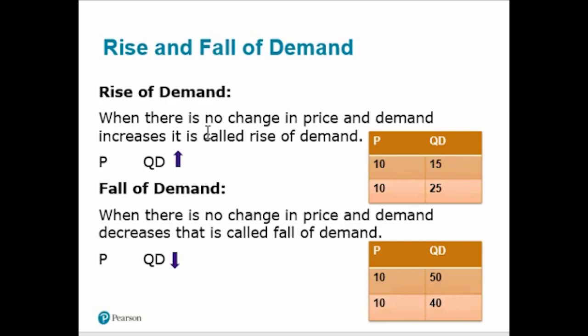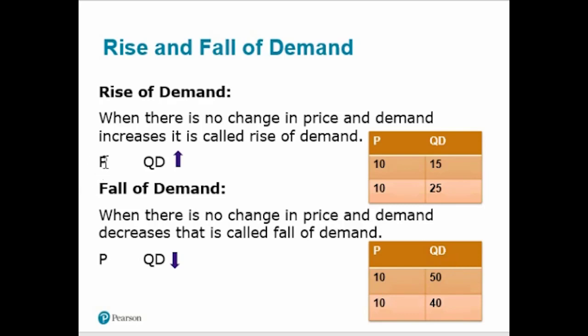So there are other factors which we discussed earlier, like income, taste, fashion, population. They are changing our demand. And fall of demand means when there is no change in price and demand decreases, that is called fall of demand. As you can see in the table, price is 10 and 10 but demand decreases from 50 to 40. So when there is no change in price and demand increases, that is called rise of demand. And when there is no change in price and demand decreases, that is called fall of demand.